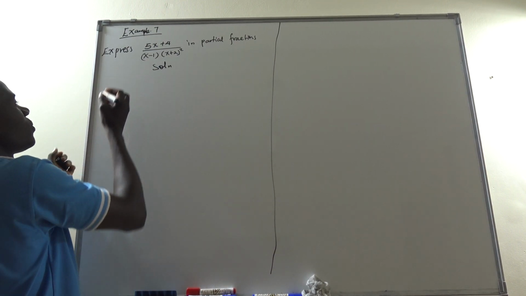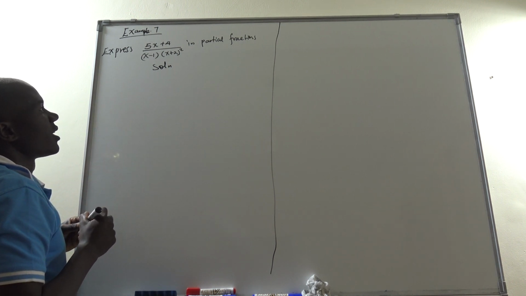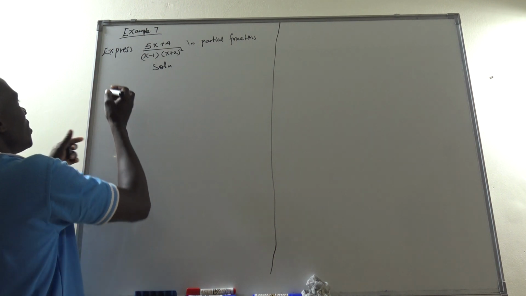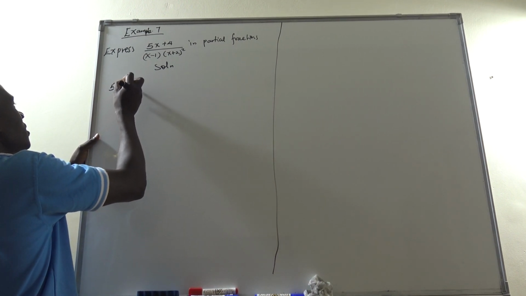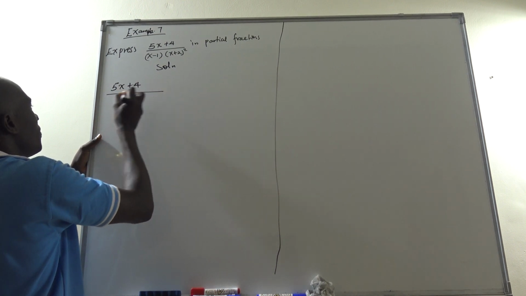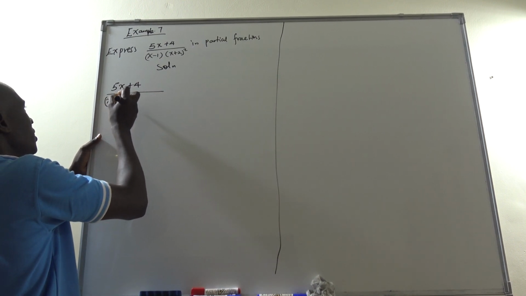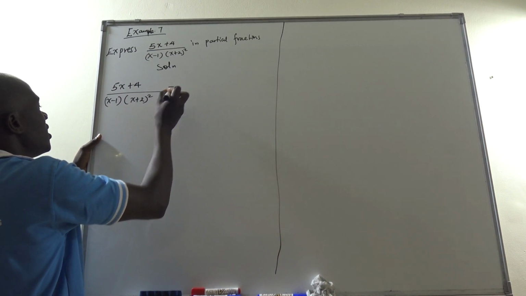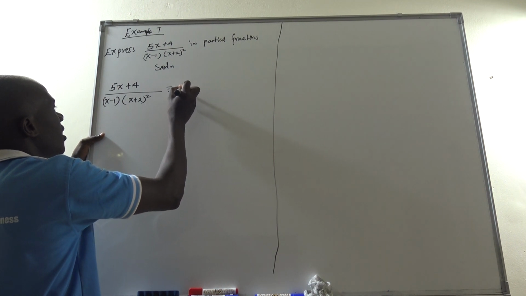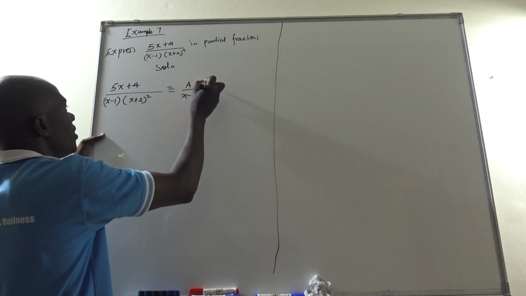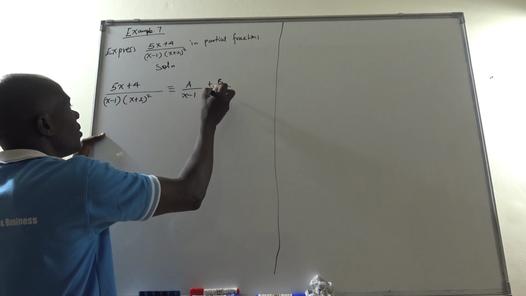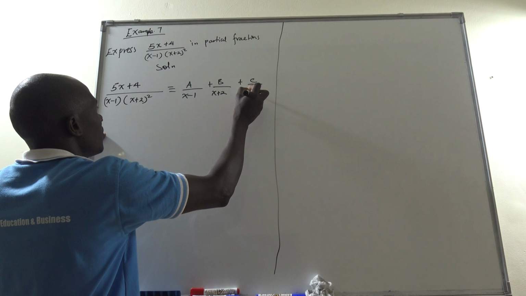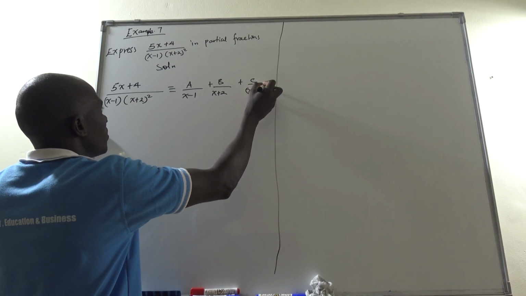So we have to express (5x + 4) all over (x - 1)(x + 2)² in partial fractions. So we are having (5x + 4) all over (x - 1)(x + 2)². This is the same as A out of (x - 1) plus B out of (x + 2), then plus C out of (x + 2) the whole of it squared.